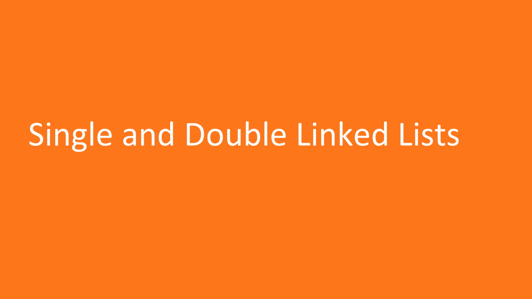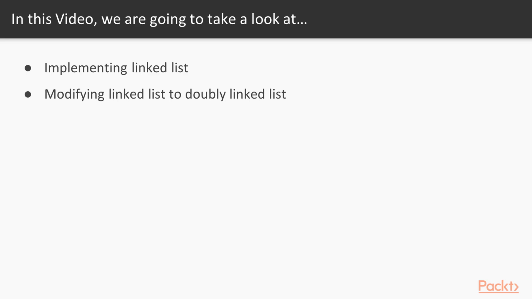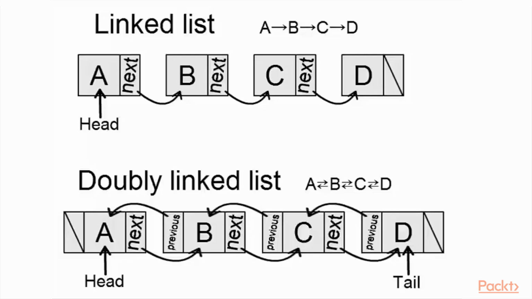In this episode, we will implement a linked list. We will start by writing the implementation of a simple linked list and then modify that implementation to implement a doubly linked list. A linked list is a data structure that represents a collection of elements.